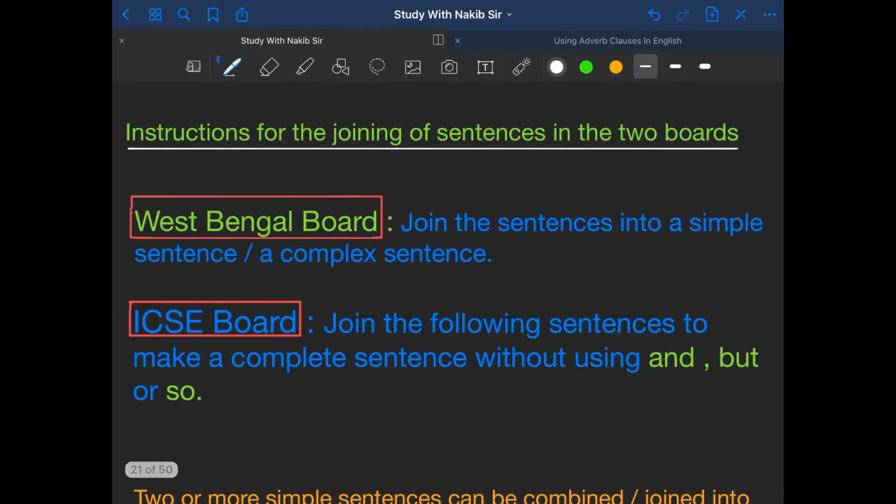In the next page you will see the language of instructions for joining of sentences in the question papers of the West Bengal Board and the ICSE Board. They are the same in content, but different in language. The given sentences are to be joined either into a simple sentence or into a complex sentence without using and, but, or so. Compound sentences are not allowed here. If you need, go back to part 1 of this lesson series and see the video. You will get full explanation there. Now come to the point.